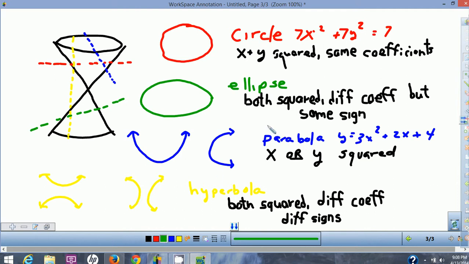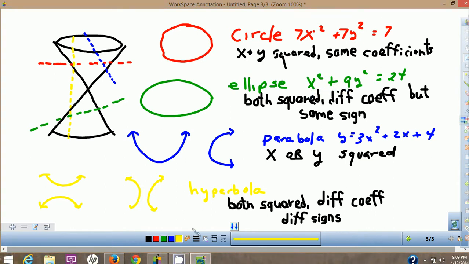Well, what about these two new figures? This ellipse. In an ellipse, they're both squared. They have different coefficients, but the same sign. So I might have something that looks like x squared plus 9y squared equals 24. Both of these are squared. The coefficients are different, but they're both positive. This would be the same if they were both negative. They both have to have exactly the same sign.